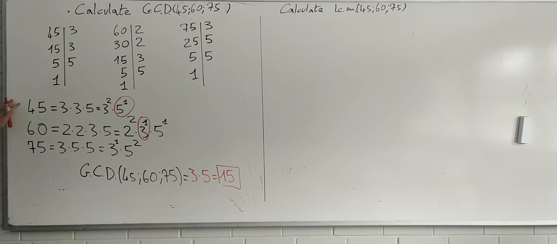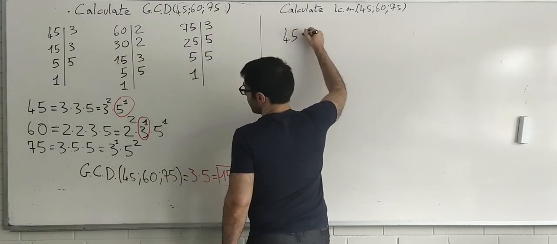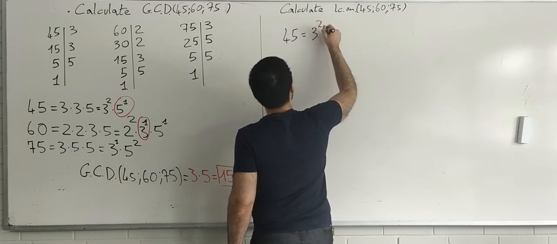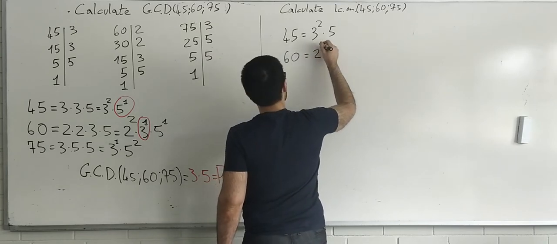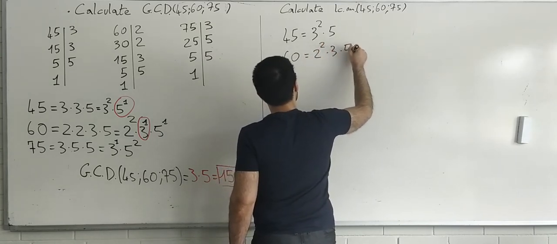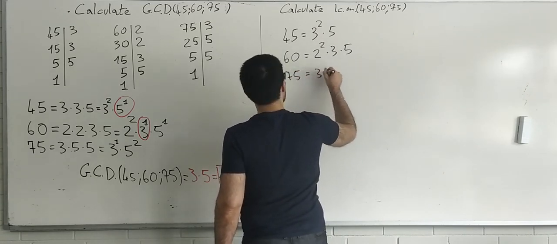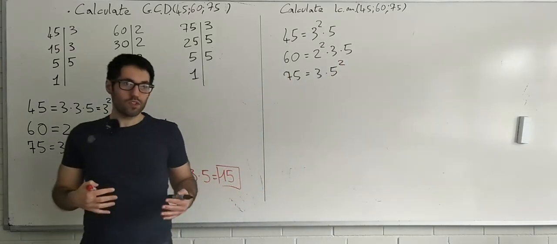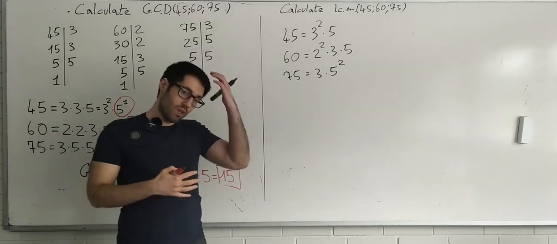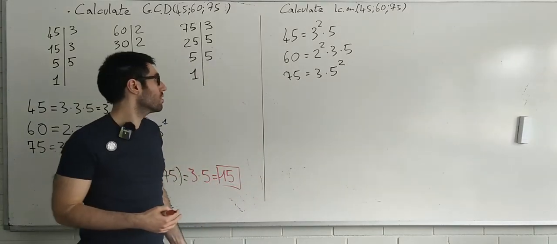We are going to recycle the factorization we have executed here. So I'm just going to copy here on the right. This is 3 to the power of 2 times 5. 60 is 2 to the power of 2 times 3 times 5. And 75 is 3 times 5 to the power of 2. For the lowest common multiple, we have to take common and non-common factors with the highest exponent.